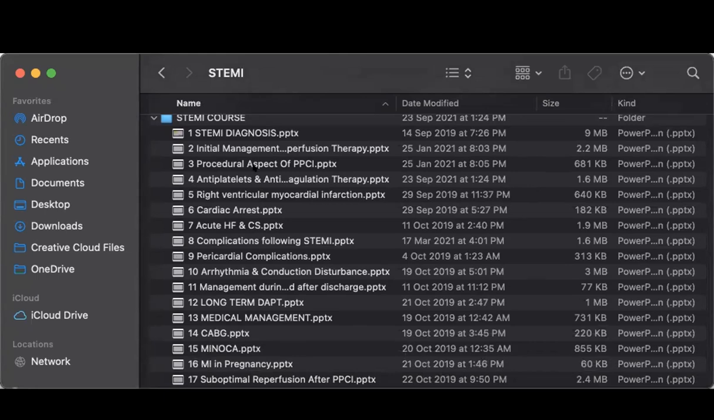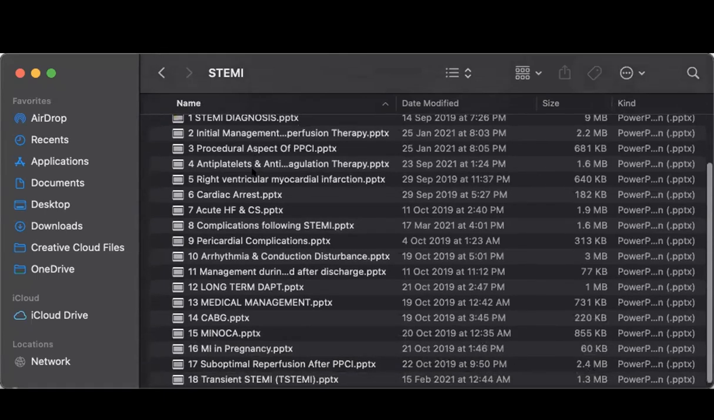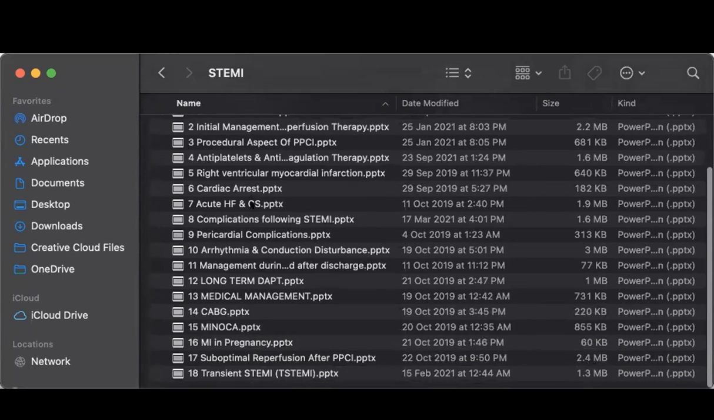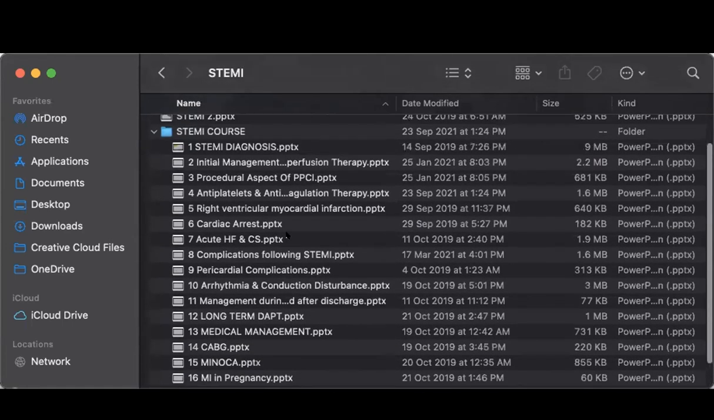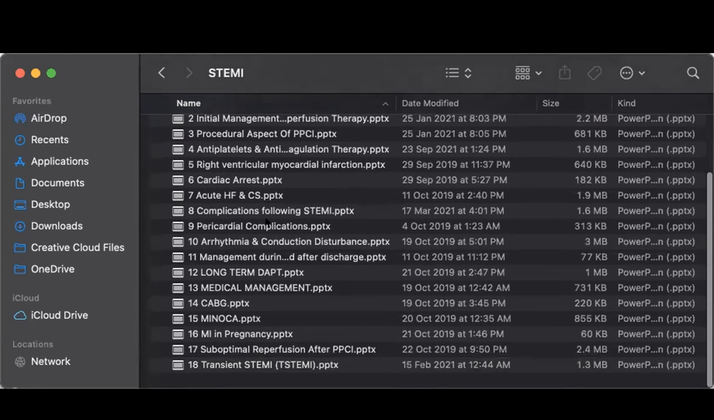It goes from diagnosis, initial management, procedural aspect, antiplatelets, RV لوحده, cardiac arrest لوحده, acute heart failure and cardiogenic shock, complications, pericardial complication, arrhythmias, management during hospitalization and after discharge, long-term dual antiplatelet therapy, medical management, CABG in these patients, MI with normal coronaries, MI in pregnancy, and when somebody has failure of thrombolytic or suboptimal perfusion, and finally transient MI. ST elevation MI هو تقريبا 80% من الكارديولوجي. Whole chapter, yeah. Exactly. So probably we have to come across all of this.